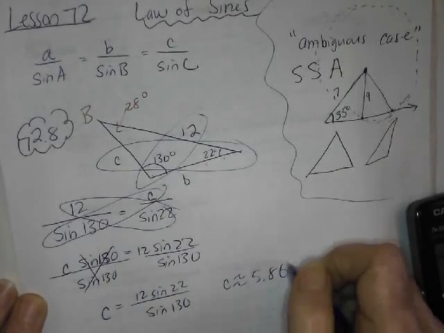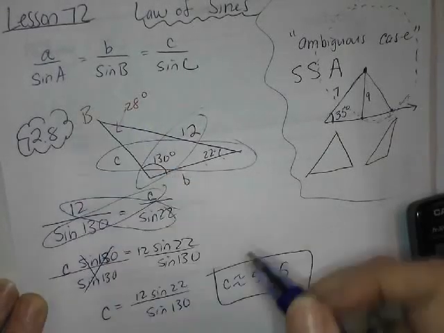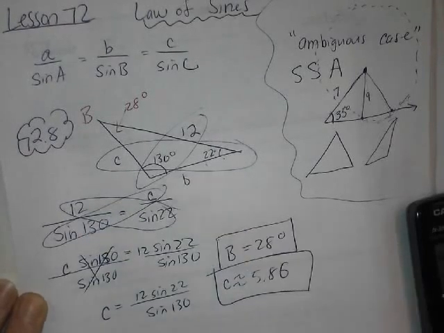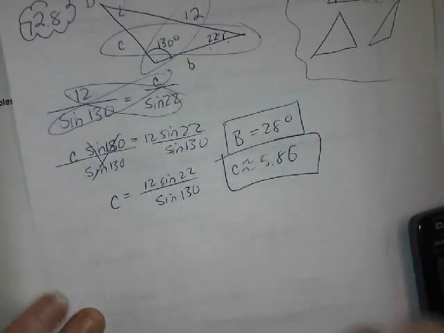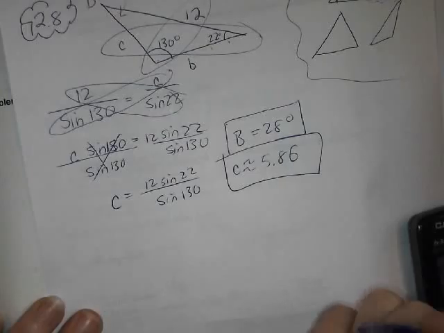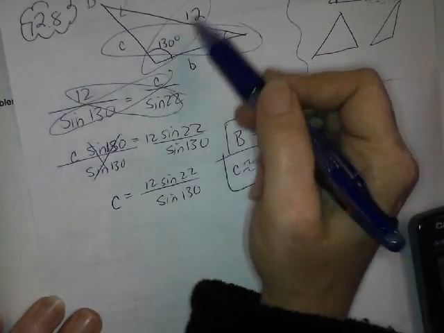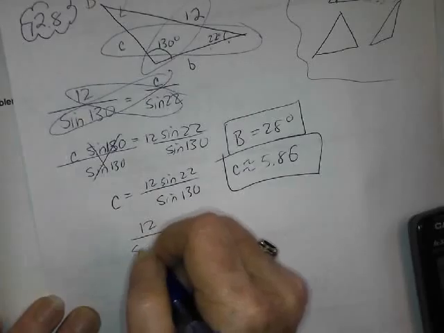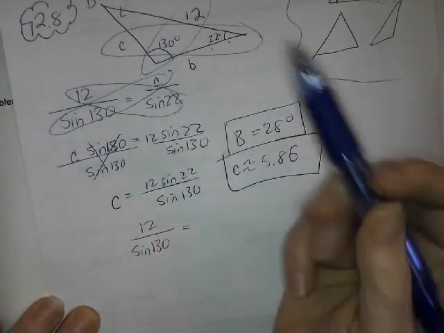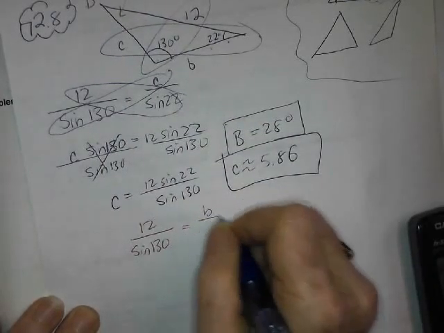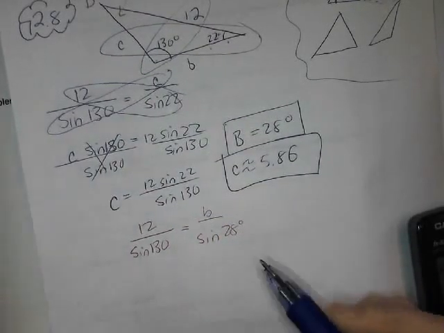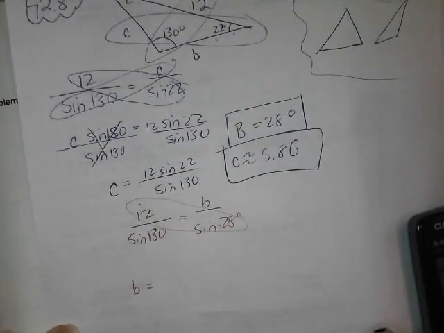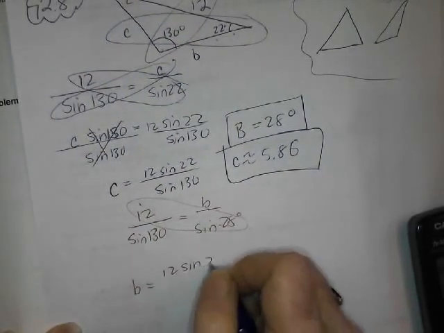I already found that the angle B was 28 degrees. And then I just need to find side b. I like to use something that's not a decimal, so I think I'll use this pair again. 12 is to sine of 130 and then I want to use b is to sine of 28. Now some of you have the little shortcut where you can just go this times this divided by this. That's the shortcut I'm going to take right now. It's going to be 12 sine of 28 over sine of 130.